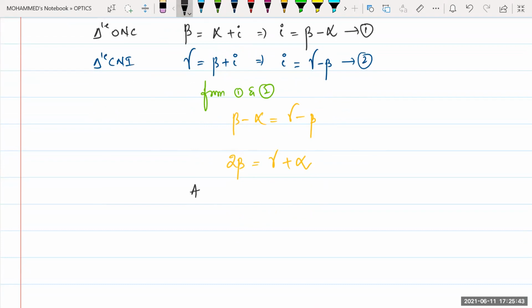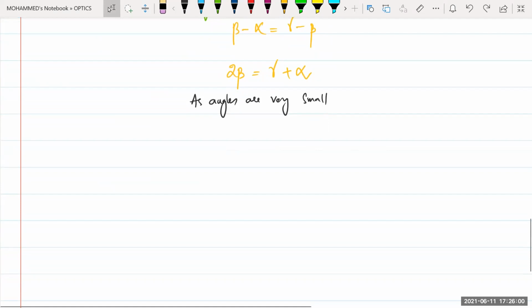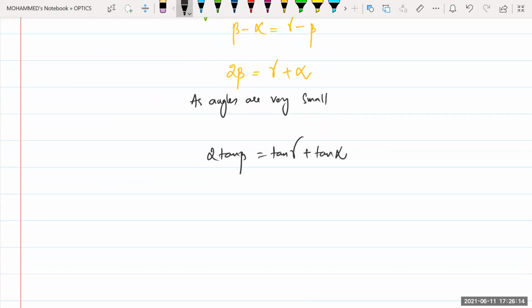As angles are very small, see the diagram, they are very small, like 2 degrees, 3 degrees. We know that for small angles tan theta can be taken as theta. So I can write this in terms of tan: 2 times tan beta will be equal to tan gamma plus tan alpha. Is that clear? Yes, sir.